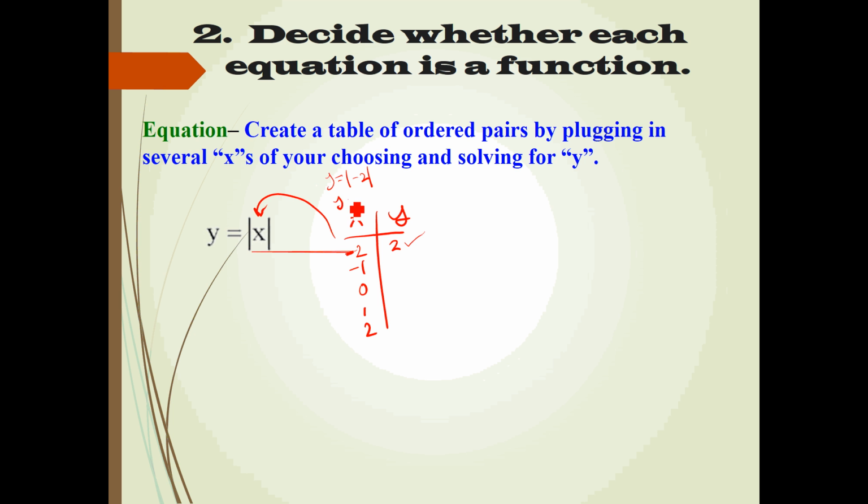Now we do the same thing with negative 1. So the absolute value of negative 1 is positive 1, and it will always be positive 1. If we put 0 in for x, we're going to get an output of 0 for y. If 1 goes in for x, we get an output of 1 for y. And if 2 goes in for x, we get an output of 2 for y. So you will notice that we don't have any x value repeating or producing 2 different y values. So because none of the x's repeat with different y's, we have a function.